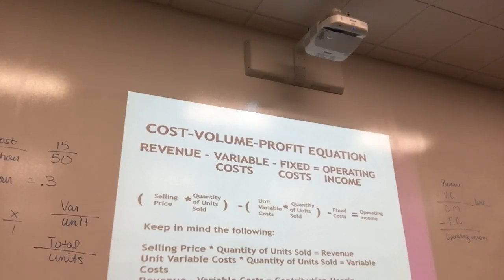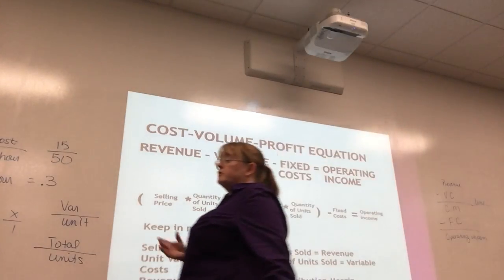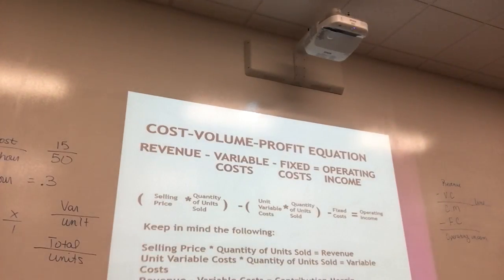Your unit variable cost times the quantity sold equals your variable cost. Your revenue minus your variable cost equals your contribution margin. Contribution margin minus your fixed cost equals your operating income. So you should know how much you're selling things for. You should know your variable cost per unit. You can get your contribution margin if you know how many units you sold. Your fixed costs are your fixed costs no matter what, right?